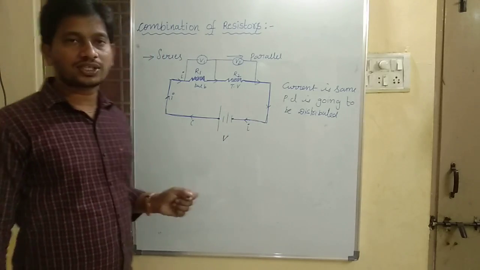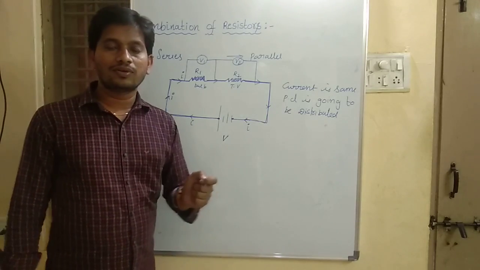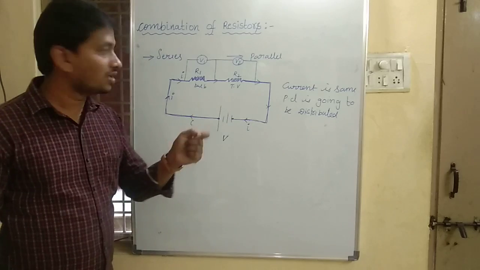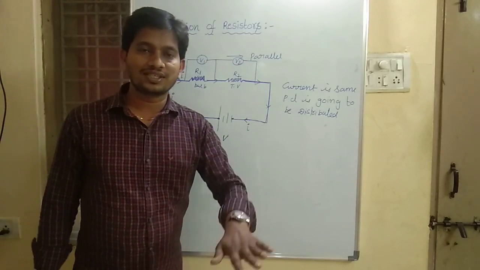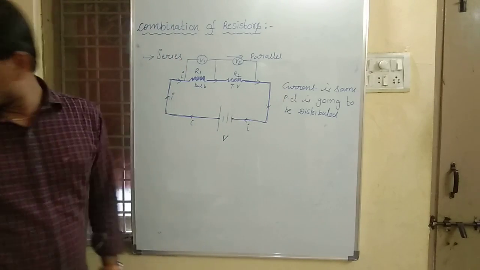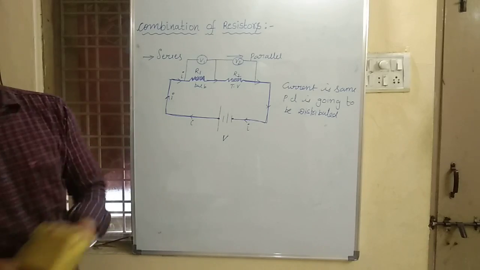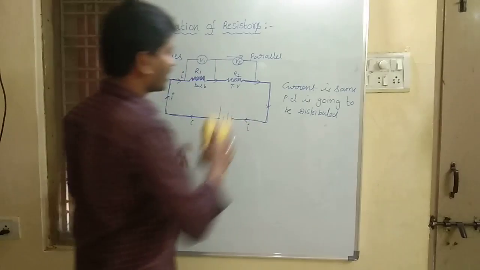Okay, this is about series connection. Now we will derive the formula for series connection. When two or more resistors are connected in series, what is the formula? Let me derive it here.